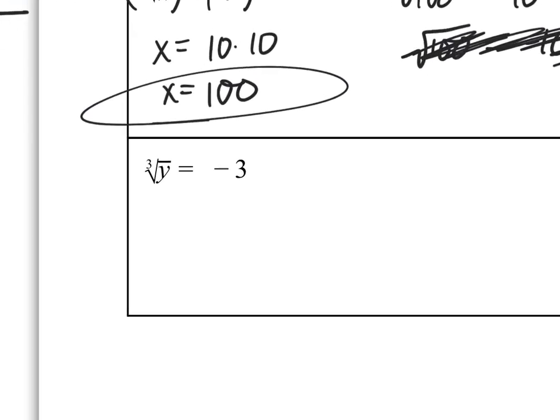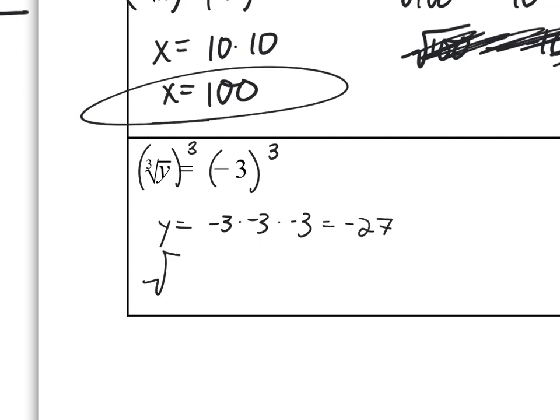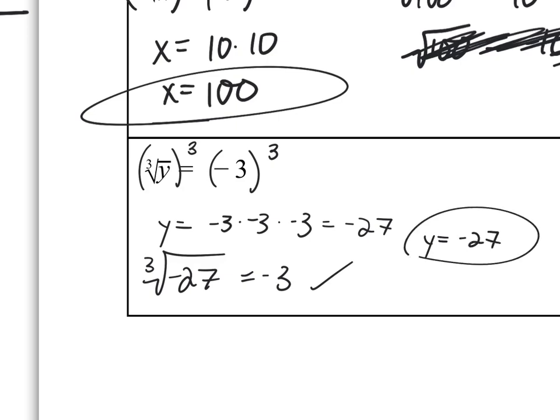Now what if I had a cube root like I do here? So in this case, my index is written for me. It's a 3. So I'm going to be raising both sides to the power of 3. That gives me y equals negative 3 times negative 3 times negative 3, which is negative 27. Let's check that out and see if it works. Is the cube root of negative 27 equal to negative 3? Yes, it is. And we can have negative cube roots because the cube root function is already a one-to-one function without any restrictions on its domain or range. So here we have y equals negative 27.